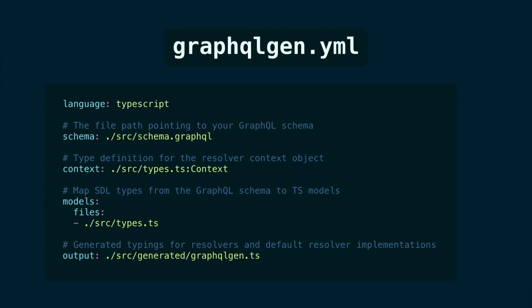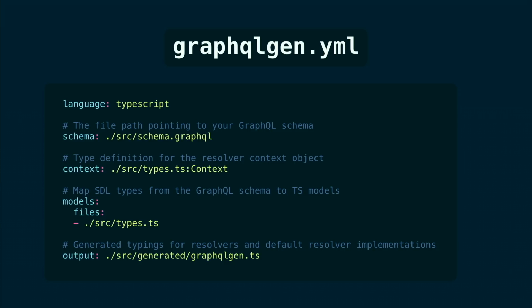So the config file looks something like this. You need to specify your language. You need to specify where your GraphQL schema lives. You can point to a context definition. The context is basically the thing that's passed into every one of your resolvers, and you can also make that type safe. And you need to provide mappings to your models.